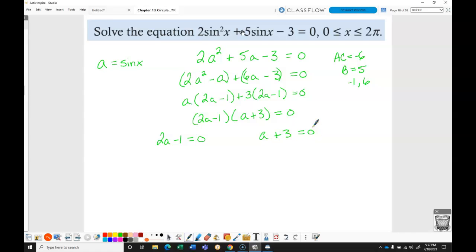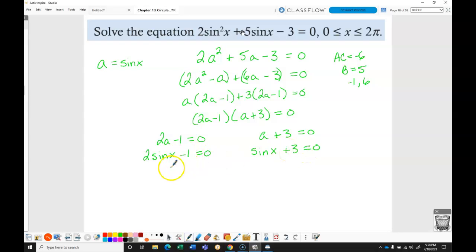Well, right here in this spot, I want to replace my a with the sine of x. I'm going to put it back in now. So 2 times the sine of x minus 1 equals 0. That's the equation I'm going to solve. And sine of x plus 3 equals 0. And that's an equation I'm going to solve.